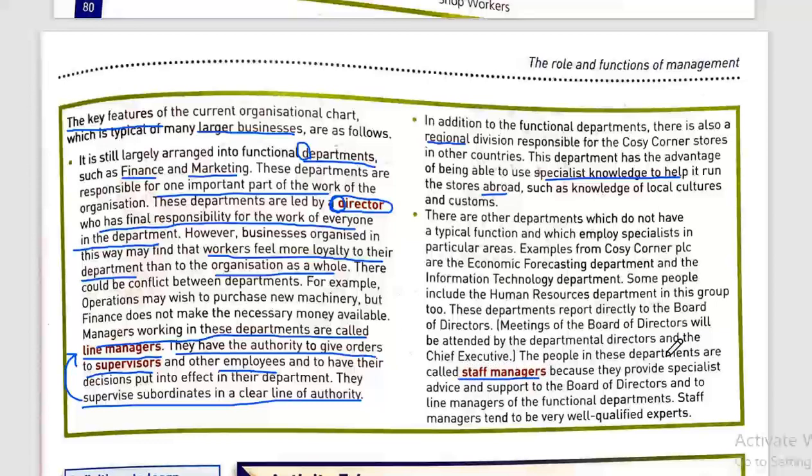The people in departments, there's something called a staff manager, because they provide specialist advice and support to the board of directors and to line managers of the functional departments. Staff managers tend to be very qualified experts. So I can hire someone who's called a staff manager, and this staff manager could give advice to the board of directors in this business, and give advice and knowledge on how to run this department in a better way.